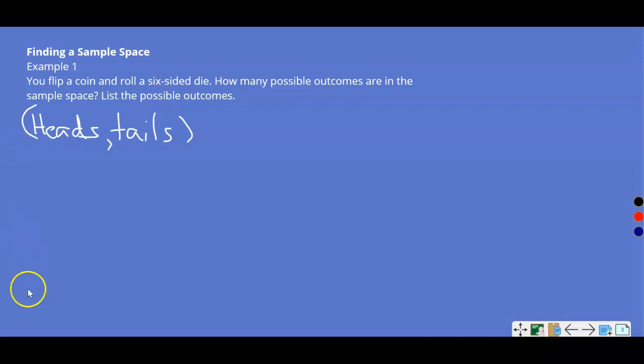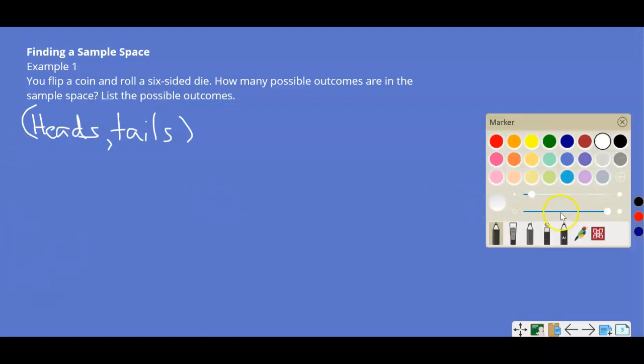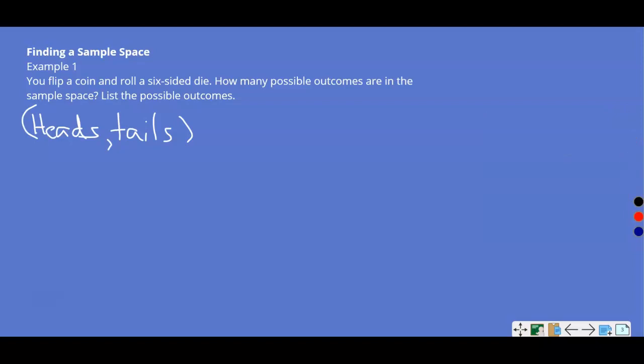And instead of parentheses, we really should put this in brackets, since we're talking about a sample space. My brackets don't look too good, but hopefully you get the idea. All right, now we also need to know the sample space for rolling a 6-sided die. So if we have a 6-sided die, we know it has 1, 2, 3, 4, 5, and 6.